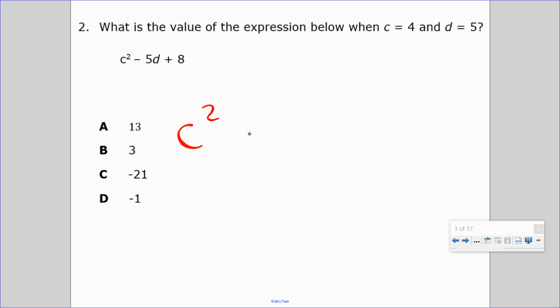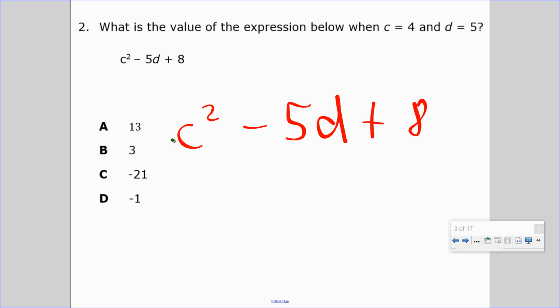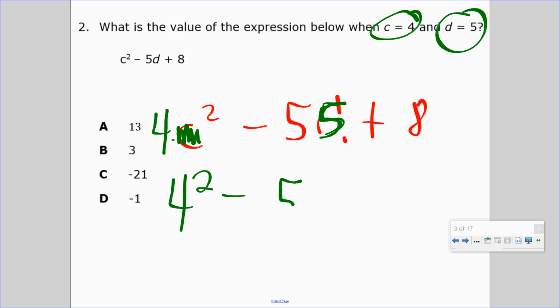So let me rewrite this problem, and let me use a different pen color. I'm going to replace the C with what number? 4. So replace the C with 4. I'm going to replace this D with 5. All right, this is kind of messy, so I'm going to rewrite it below it. 4 squared minus 5 fives plus 8.